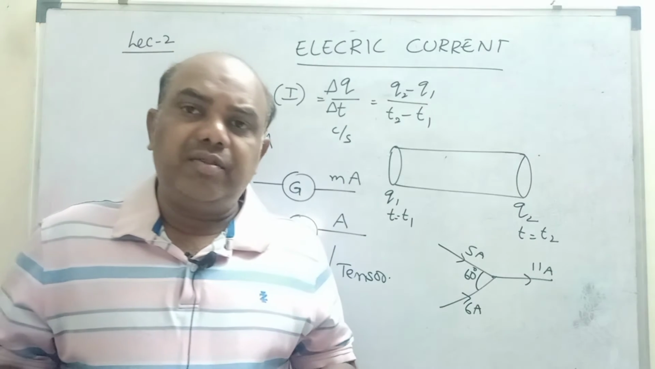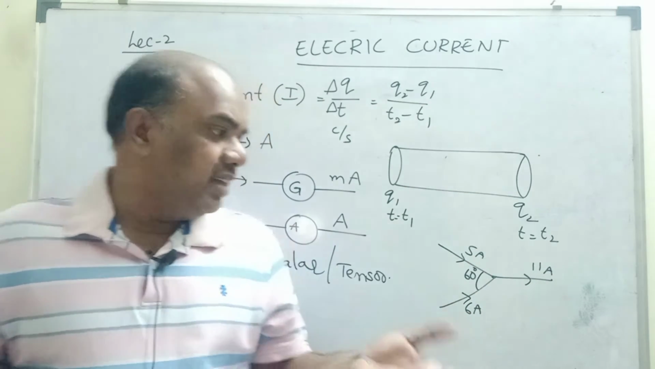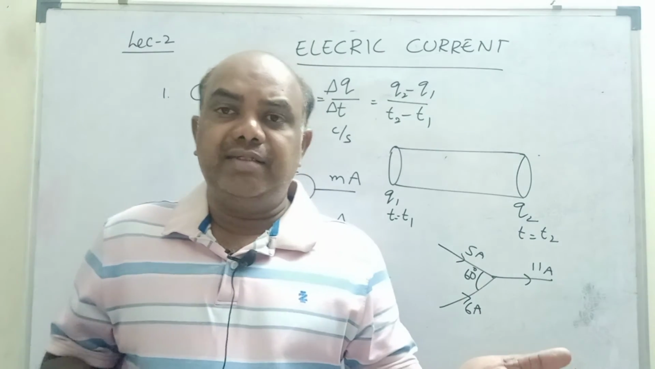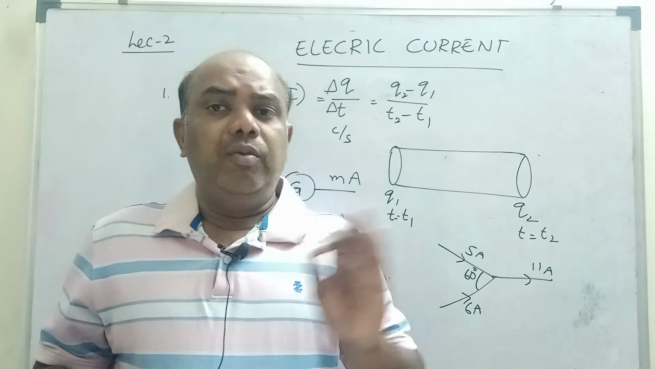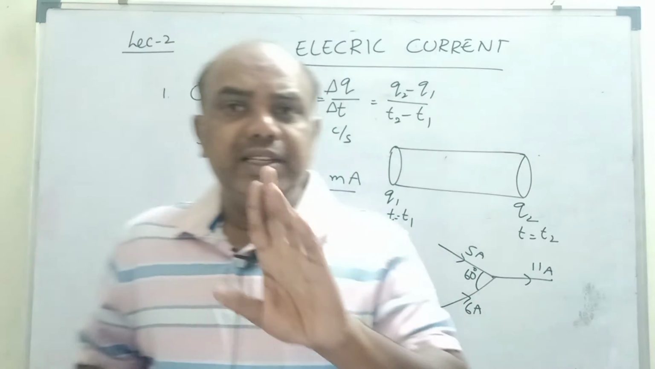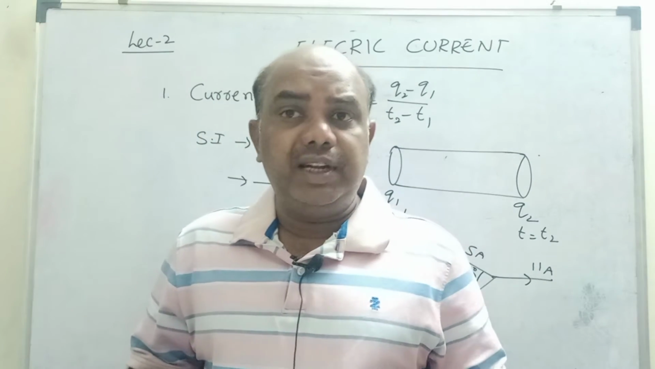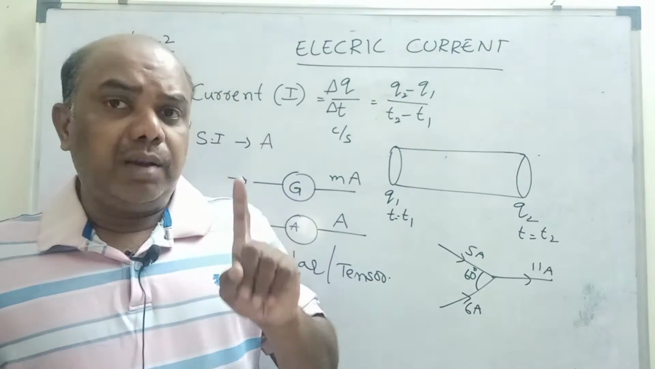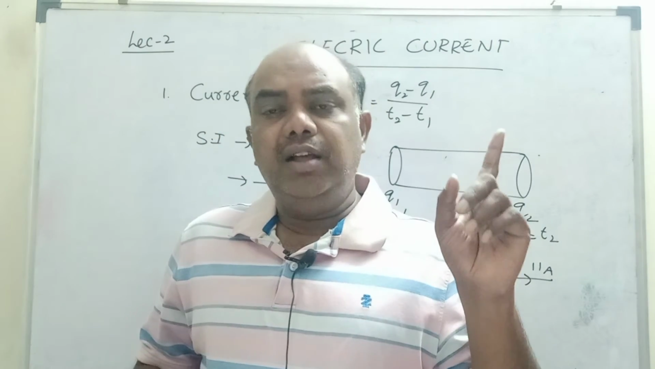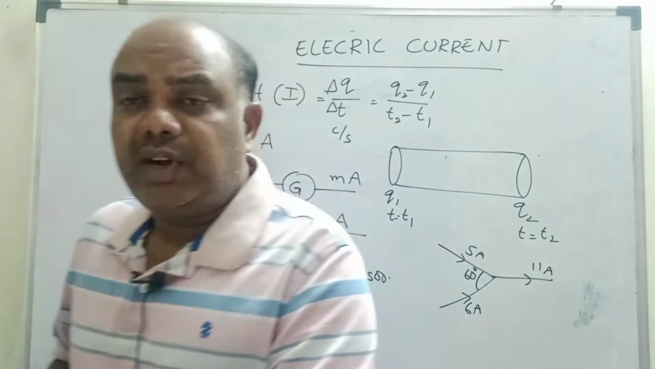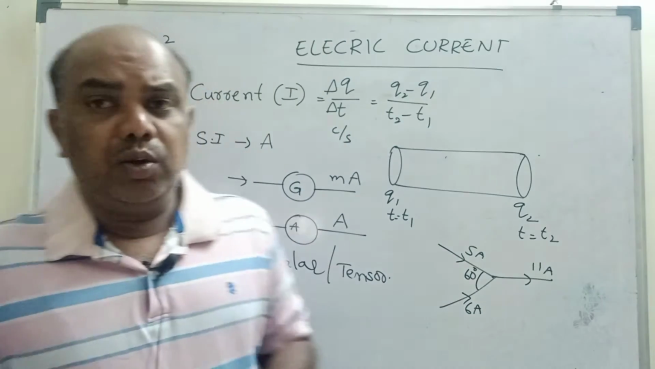Sir, is current a scalar or a vector? Definitely current is a scalar quantity. Many students think that it has both direction and magnitude, so current is a vector quantity. Not at all. Current is definitely a scalar quantity. Why? Because, as I already said in the first video, magnitude and direction are not sufficient to say a physical quantity is a vector. Definitely it should obey the vector parallelogram law also. If you want to understand the vector parallelogram law, you need to see the vector lectures. You can see the parallelogram law on my YouTube channel.